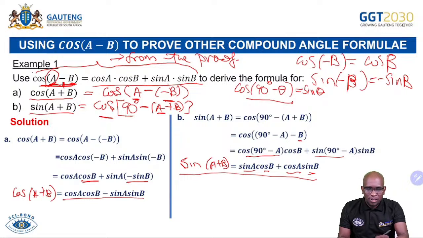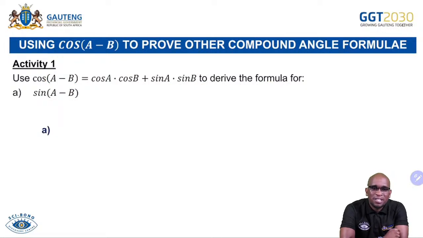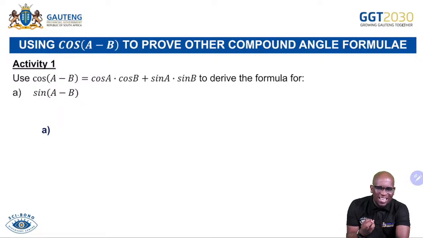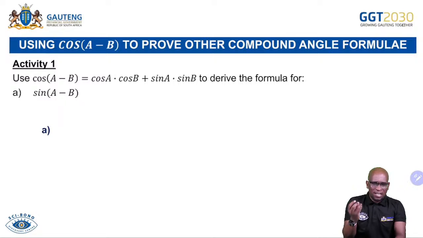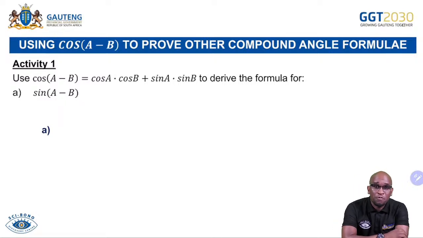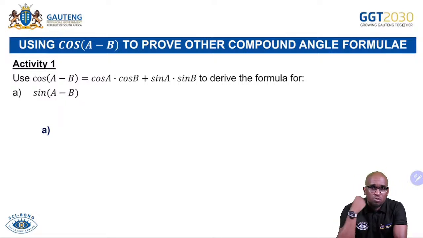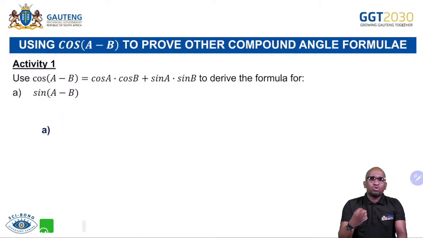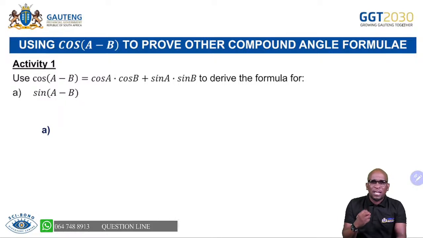Now, there's an activity for you here. I want you to now do the last one, the sine of A minus B. Using the skills that I've just given you, you should be able to prove that one as well. I am going to give you 5 minutes to do that. Please make sure that you write it as quickly and to the best of your ability as you can. Right, your 5 minutes time starts now.